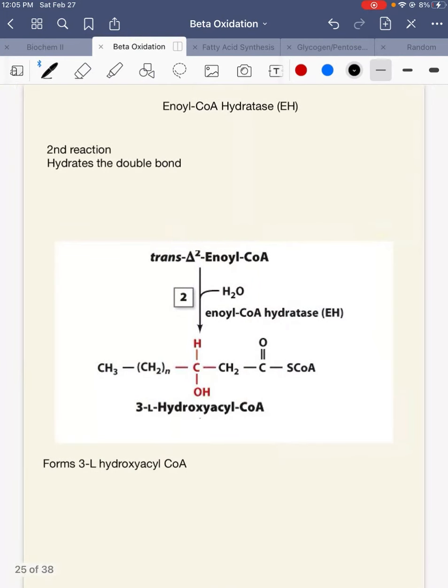Okay, so now we have this trans-enol-CoA. The double bond, we hydrate it. This is done by enol-CoA hydratase, or you can call it EH. Basically, we add an OH group across the double bond, and we get the hydroxyacyl-CoA. Okay, this enzyme just uses water, adds an OH, nothing too specific about it.